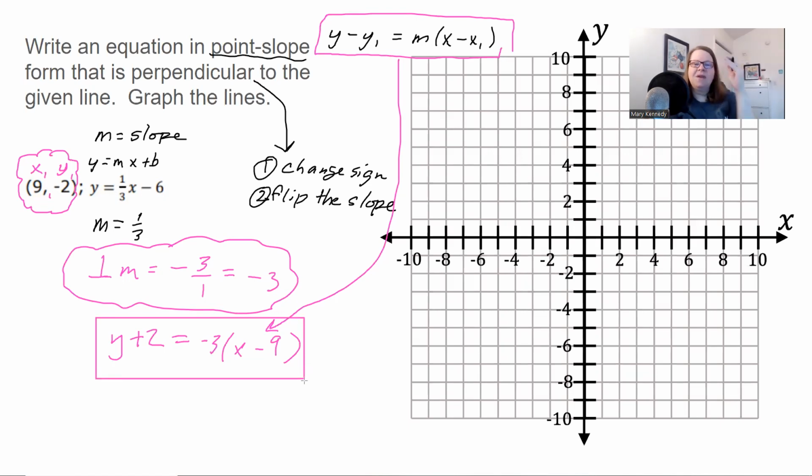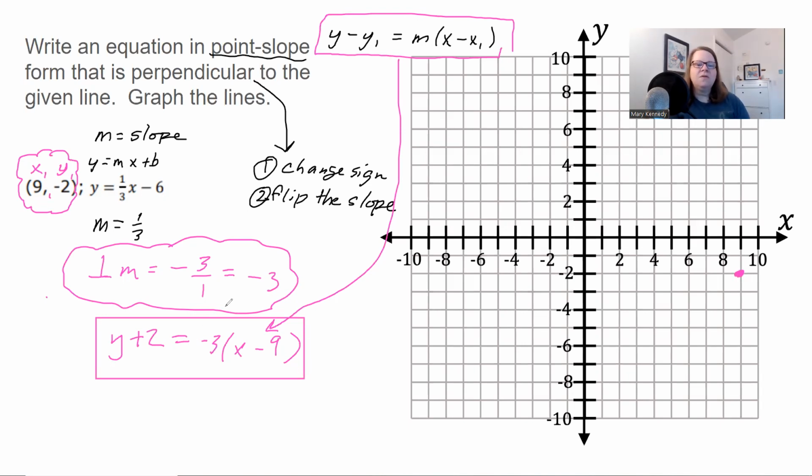Okay, so now it says to graph the lines. We'll go ahead and graph this one. I'm going to start at the point that it gave me. It says that there is a point on this line at 9, -2. So I'm going to go 9 and down 2, put a point.